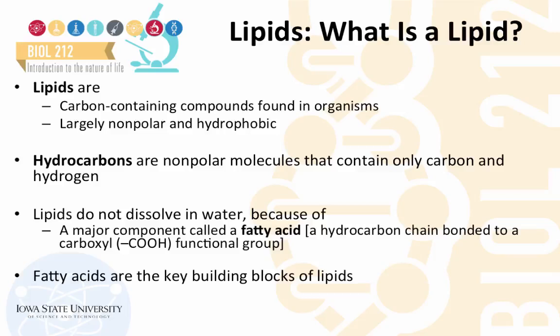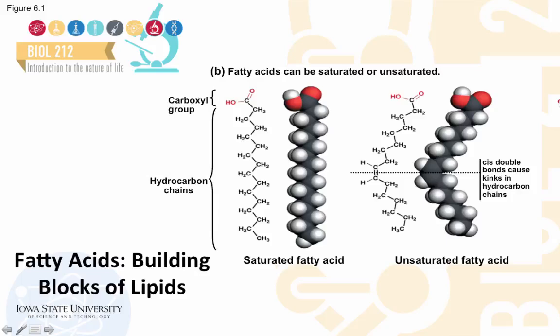They also contain a major component called a fatty acid, which is a hydrocarbon chain bonded to a carboxyl functional group. Fatty acids form key building blocks of lipids. This image shows the basic structure of fatty acids. Fatty acids are classified into two types. They can either be saturated or unsaturated.